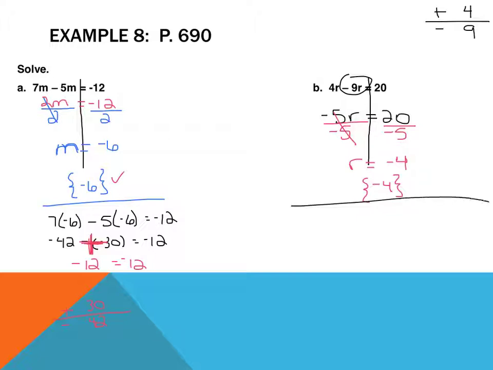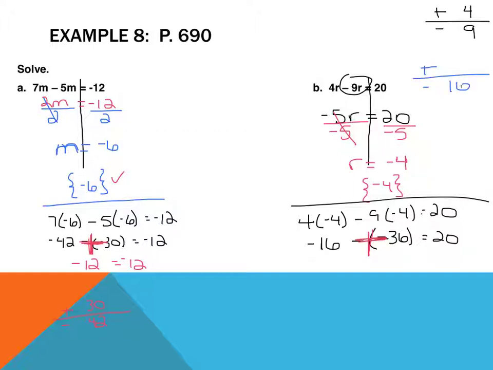Okay, if I go back and check, 4 times negative 4 minus 9 times negative 4 equals 20. 4 times negative 4 is negative 16. 9 times negative 4 is negative 36. Okay, minus a negative, it's going to be a plus. So now I have negative 16 and positive 36, so 16 pairs will cancel and I'll be left with 20 at the top.